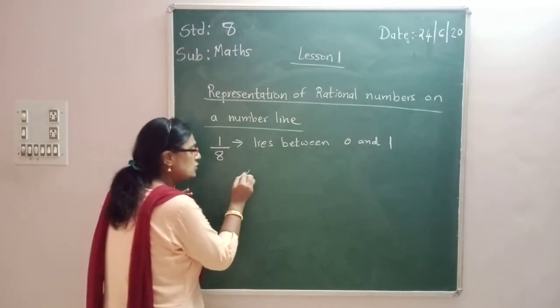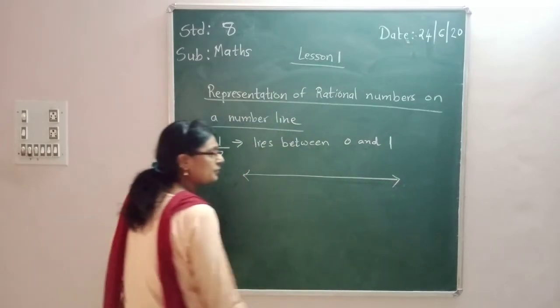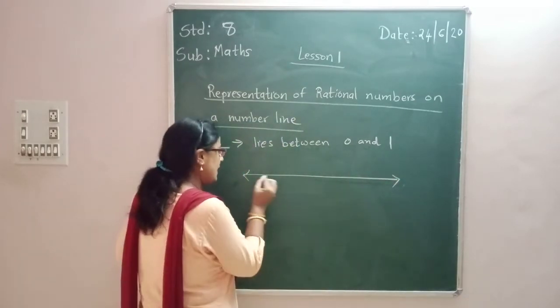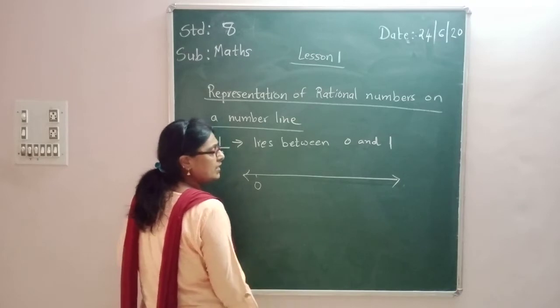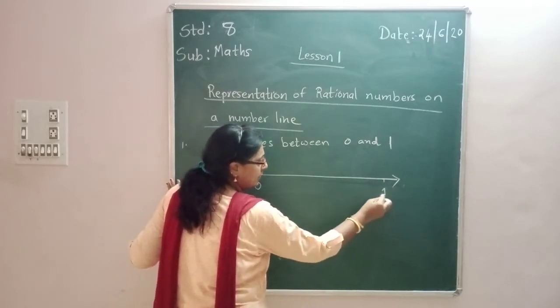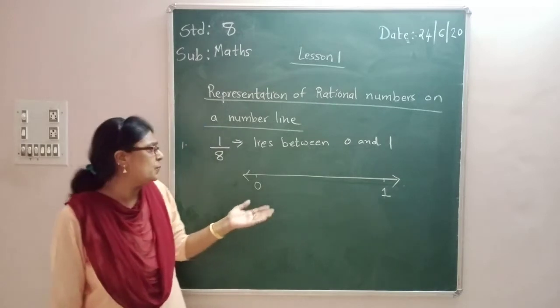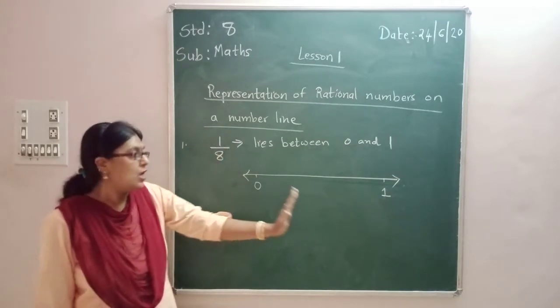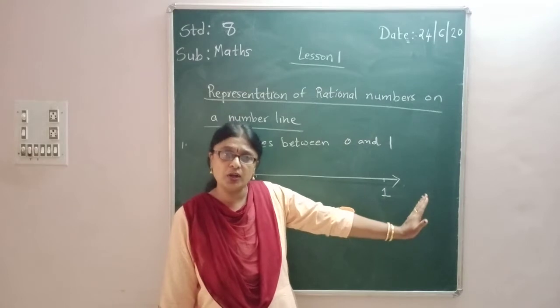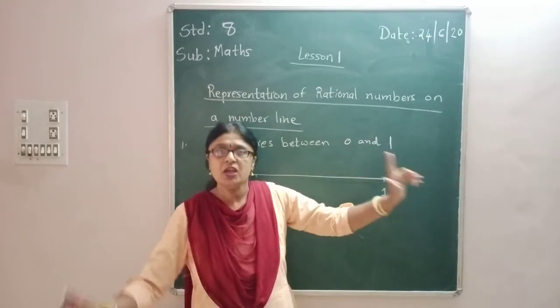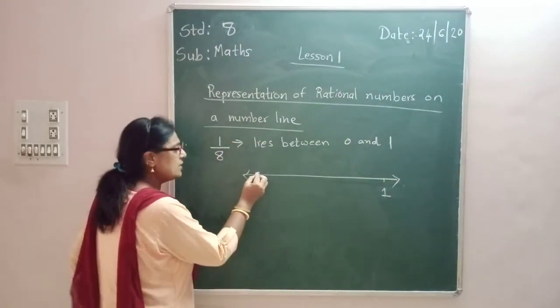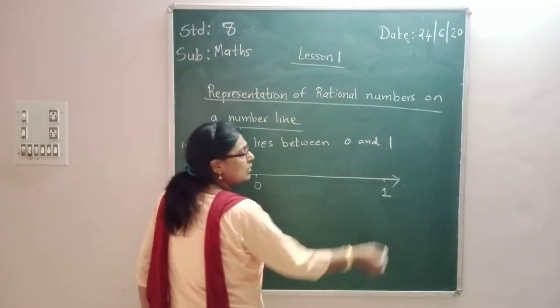So now I draw a number line. And then I write 0 over here and 1 over here. I have to just write 0 and 1 because I have to plot the point between 0 and 1. So there is no need for me to plot the points after 1. So on the number line, here I will write 0 and here I will write 1.